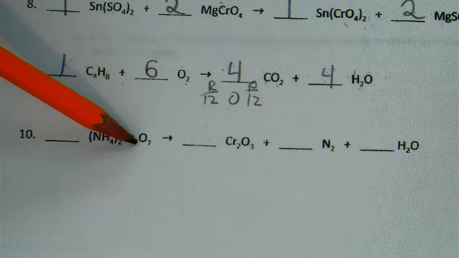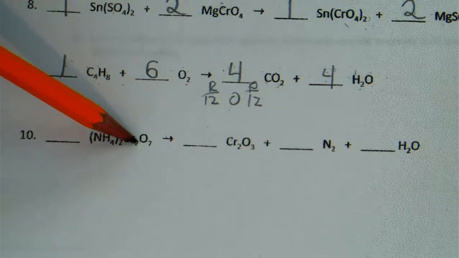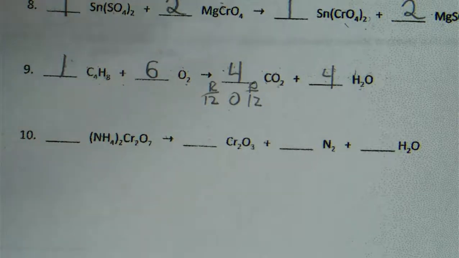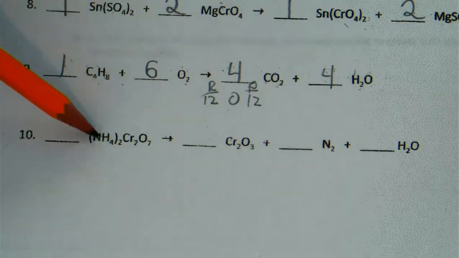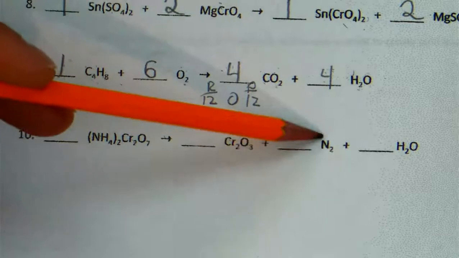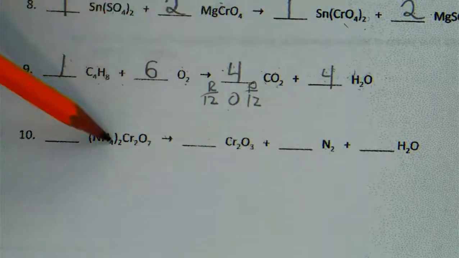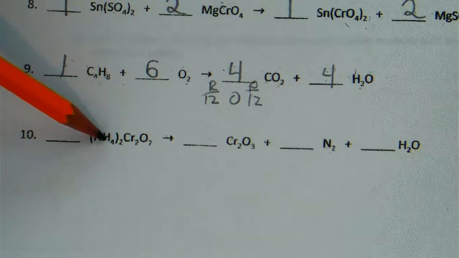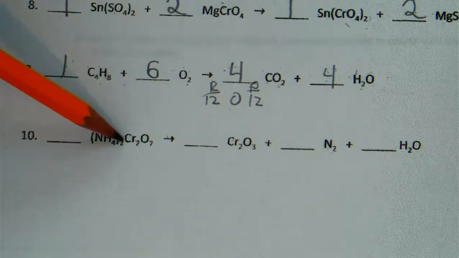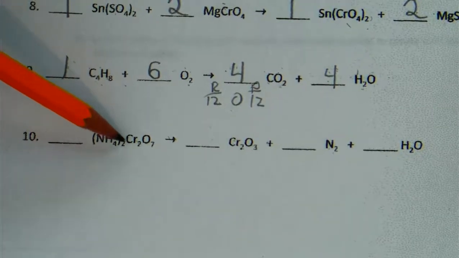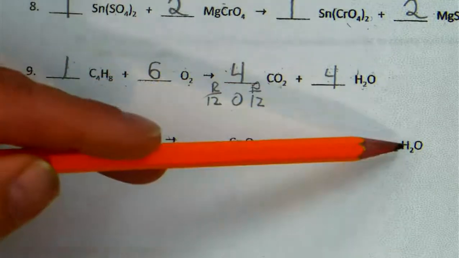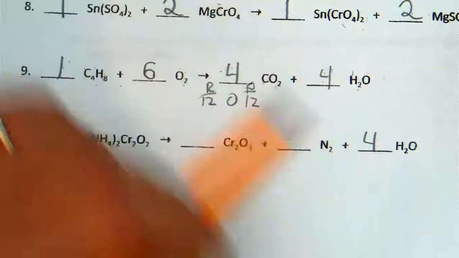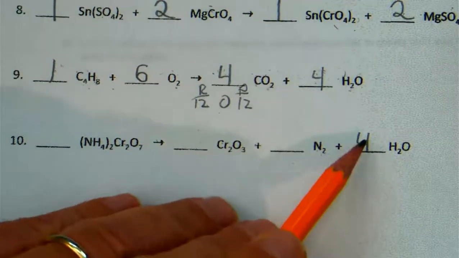I see I have 2 chromiums on the left, 2 chromiums on the right, but let's go with the nitrogens. I have 2 nitrogens on the left, well, I have 2 nitrogens on the right. I have 8 hydrogens on the left, 4 for each ammonium polyatomic ion, and I have 2 of those polyatomic ions. So 4 times 2 is 8. On the right, I only have 2 hydrogens. So let's put a coefficient of 4 in front of the water molecule to give me 8 hydrogens.